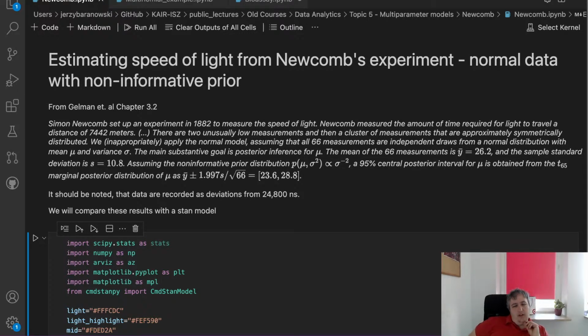And the mean of those 66 measurements could be computed using just the sample average, as well as the standard deviation, and you can compute analytically, using formulas we've seen before, the 95% central posterior interval, which is here. What is important, what do those numbers mean? They are deviations from the 24,800 nanoseconds time scale.